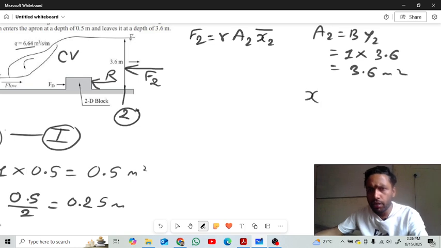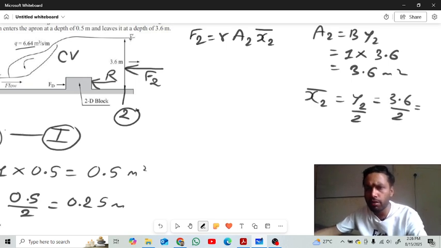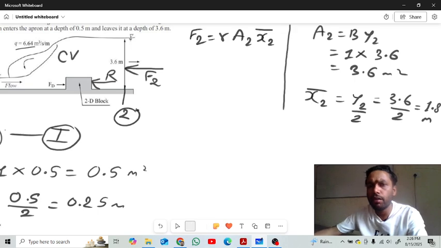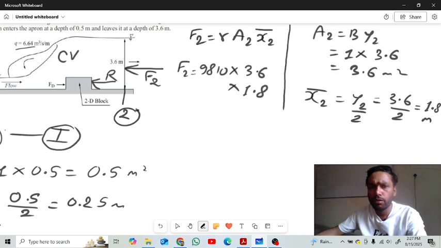And the X2 bar is how much? X2 bar is Y2 by 2. That is, Y2 is 3.6 by 2, which is going to be 1.8 meter. If you substitute these values over here, then you are going to get F2. F2 is equal to 9810 into 3.6 into X2 bar 1.8.